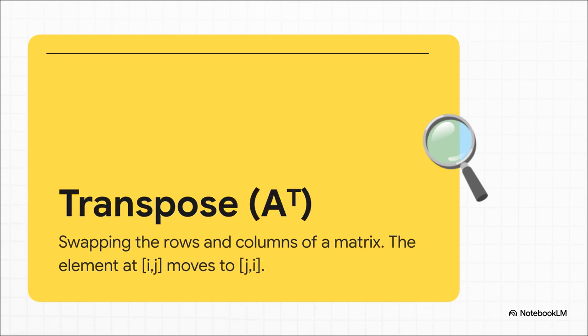The transpose is another really straightforward but super important operation. All you do is flip the matrix along its main diagonal. That's the one that runs from the top left to the bottom right. The rows become columns, and the columns become rows. So the element that was at position ij just moves over to ji.